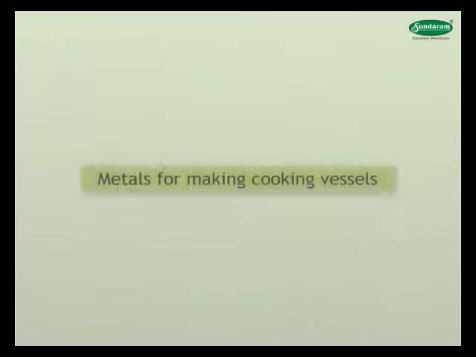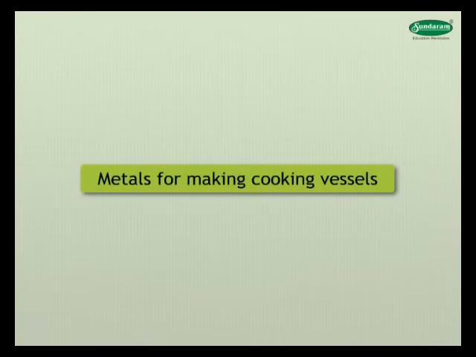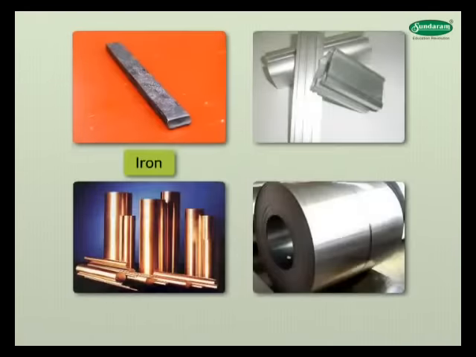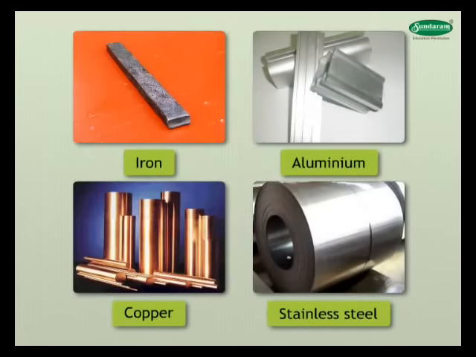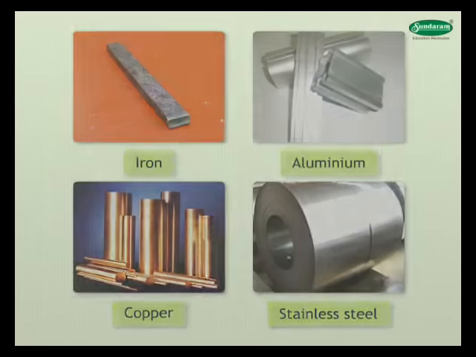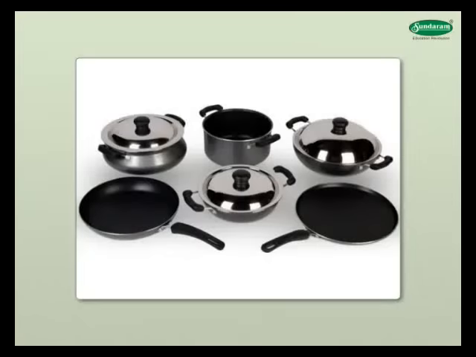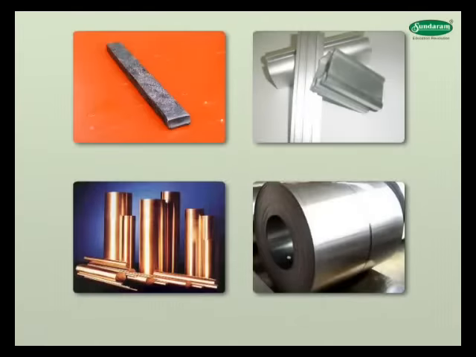Students, name some metals that are used for making cooking vessels. Iron, aluminium, copper, and stainless steel are some metals that are used for making cooking vessels. Do you know why only these metals are used for making cooking vessels? All these metals are good conductors of heat.